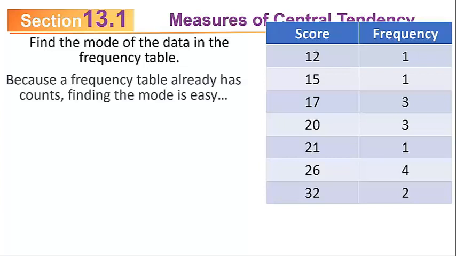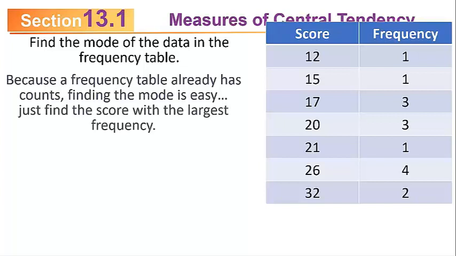Because a frequency table already has counts, it's super easy to find the mode from a frequency table. You just find the score with the largest frequency. Here, there's only one value that appears 4 times. Nothing else appears more than 3 times, so the mode is 26. So a frequency table is perfect for finding modes.